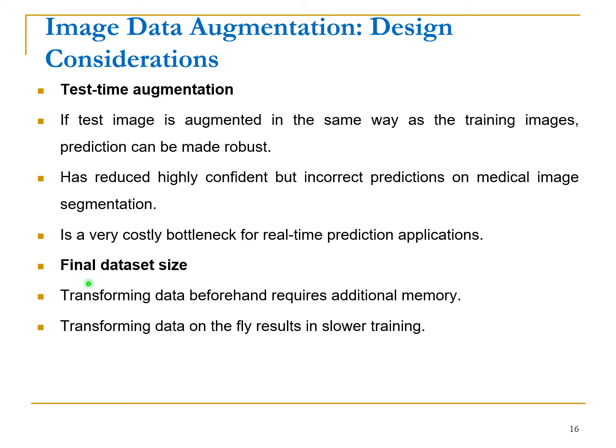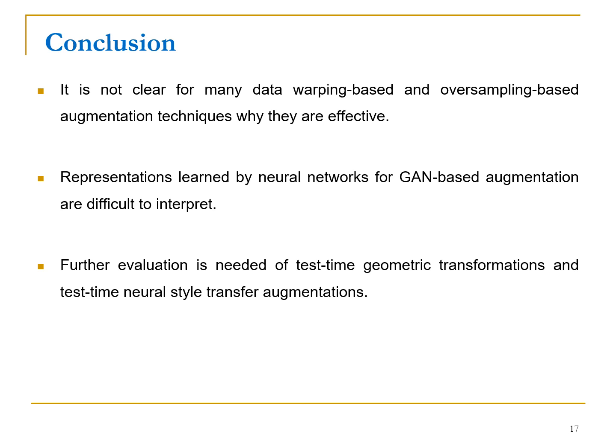Finally, we have to consider data size. If we transform data beforehand, it requires additional memory, and if we transform data on the fly, it results in slower training. So we have to choose one of these approaches based on our problem. So, conclusion. It is not clear for many data warping based and oversampling based augmentation techniques why they are effective. Representations learned by neural networks for GAN based augmentation are difficult to interpret, and further evaluation is needed of test time geometric transformations and test time neural style transfer augmentations.